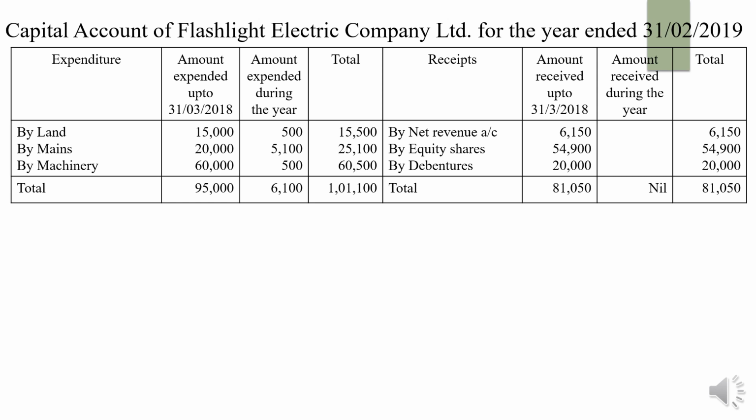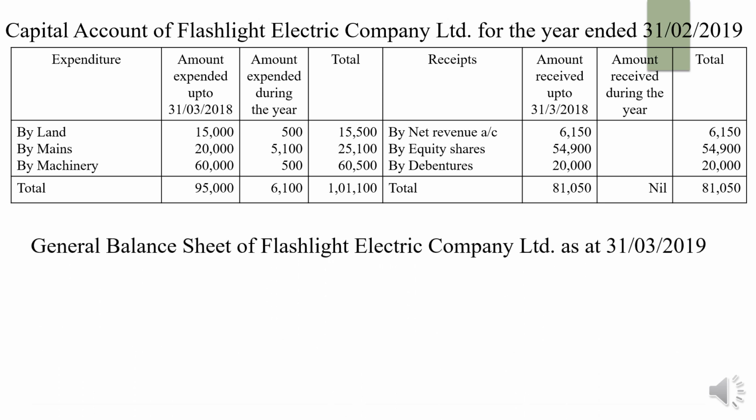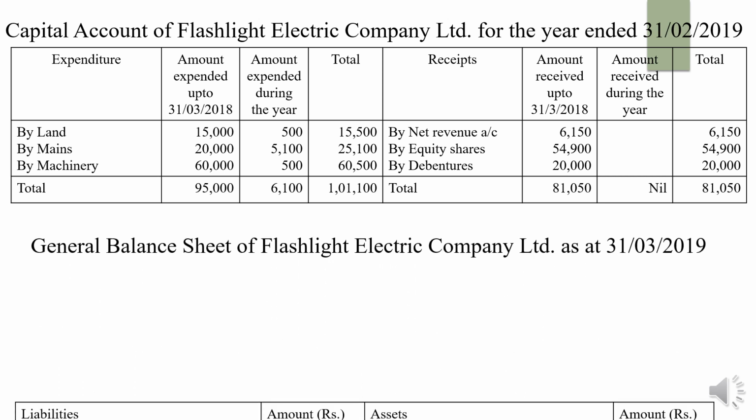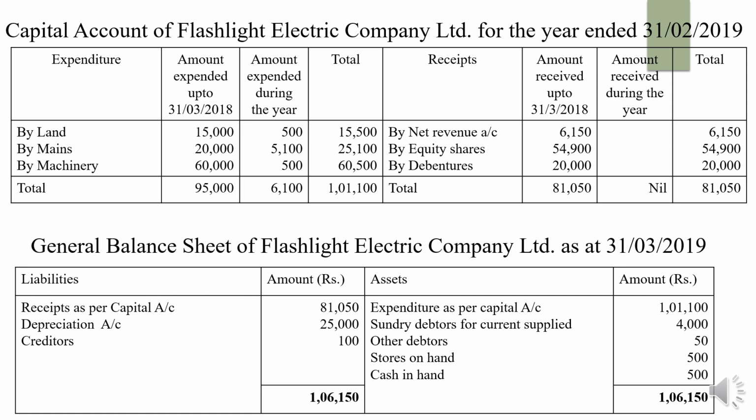Now let us move on to prepare the balance sheet. The general balance sheet of Flashlight Electric Company Limited as of 31st/3/2019. Let us take up the totals of the previous two accounts. The first one is receipts, 81,050, which goes to the liability side in the form of receipts as per capital account. The second one is expenditure as per capital account. Look here, 1,01,100, that comes here.